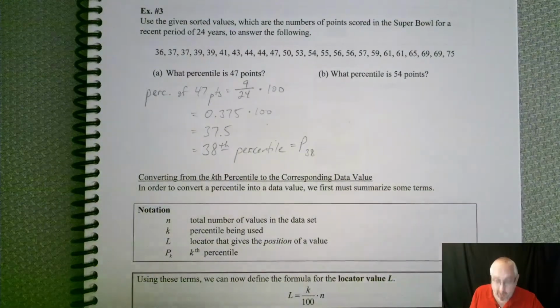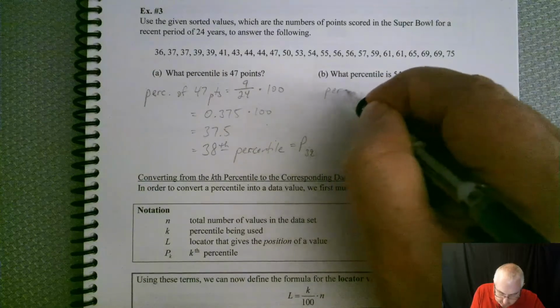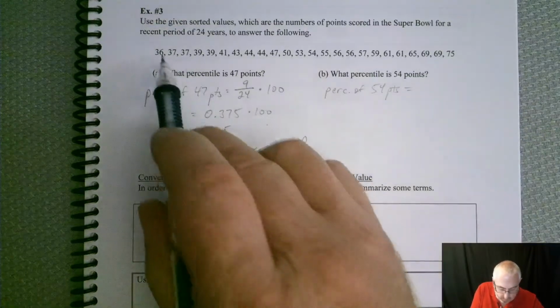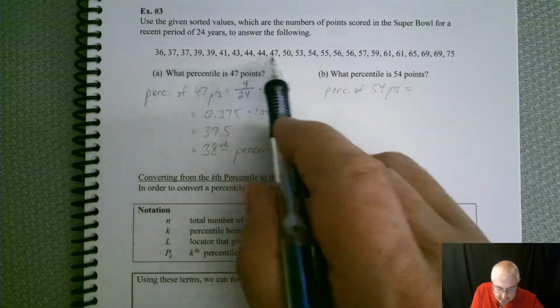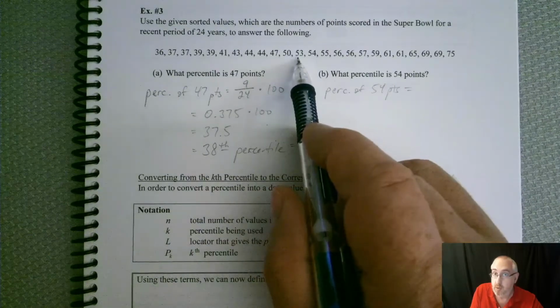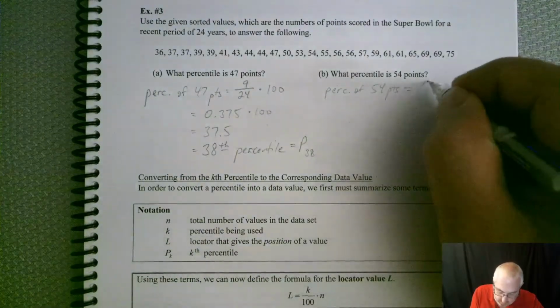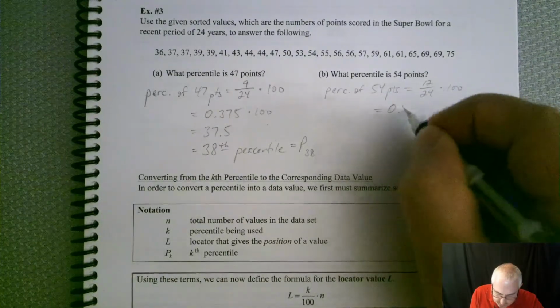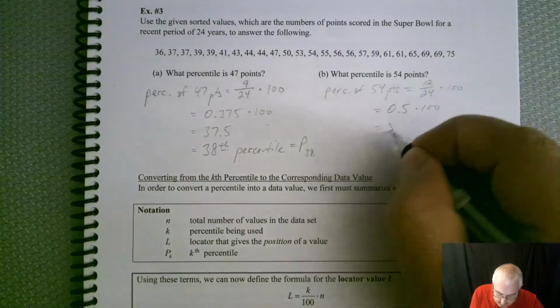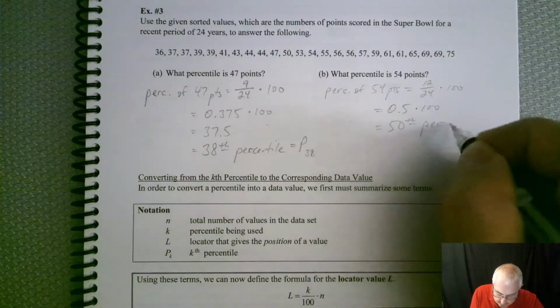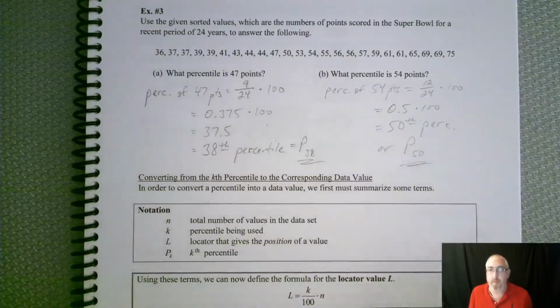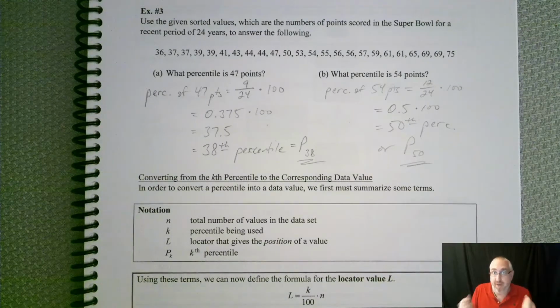Now, let's just do it one more time just to make sure we got it down. So let's do the percentile of 54 points. So 1, 2, 3, 4, 5, 6, 7, 8, 9, 10, 11, 12. So 12 numbers are less than 54 out of the 24 times 100. So I think we can see that that's going to be 50%, right? So the 50th percentile, or P50. So pretty easy to identify the percentile that's associated with a specific data value.